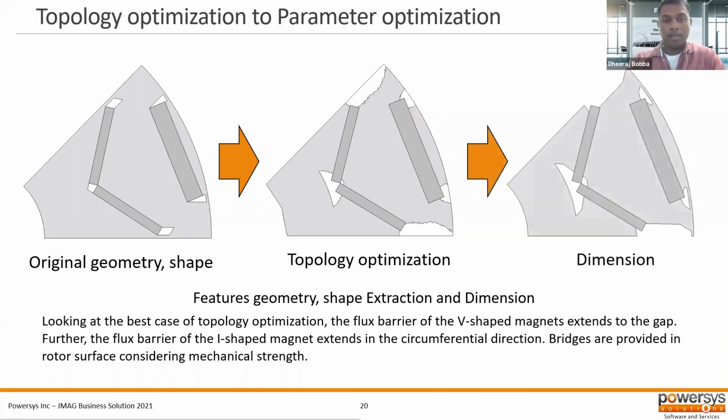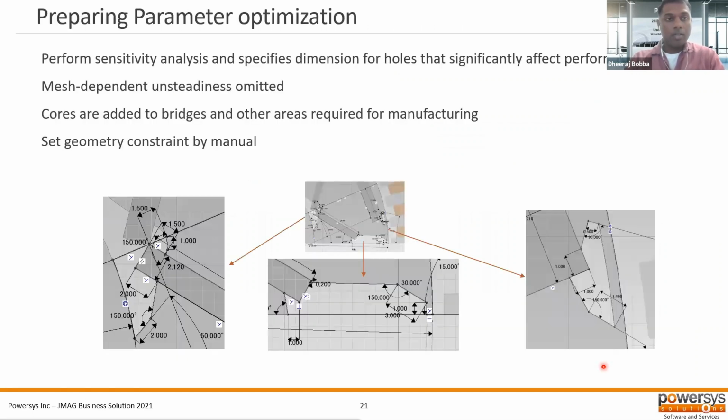So extracting from that, it was hand-shaped to create this same shape of the air pocket and add bridges to make it more realizable or manufacturable. And then we also performed the mechanical analysis of that. And then preparing for parametric optimization, each of those shapes were defined with the 26 parameters.